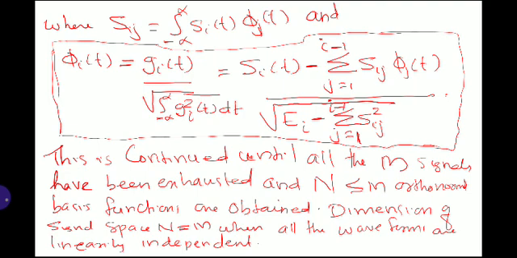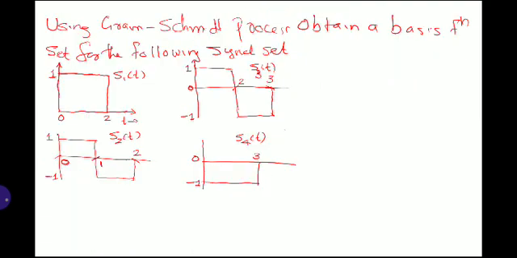We define the number of basis functions as capital N, which will always be less than or equal to m. The number of basis functions is actually the dimension of the signal space. The dimension of the signal space is represented as capital N, which is less than or equal to m. And when will N be equal to m? When all the capital M signals are linearly independent.